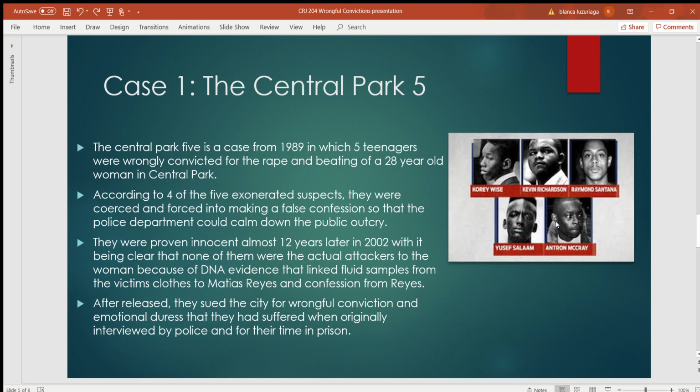They were proven innocent almost 12 years later in 2002, with it being clear that none of them were the actual attackers to the woman because of DNA evidence that linked fluid samples from the victim's clothes to Matias Reyes. After being released, they sued the New York City Police Department and the city for wrongful conviction and emotional duress that they had to suffer when originally interviewed by the police in 1989 and for their time in prison.